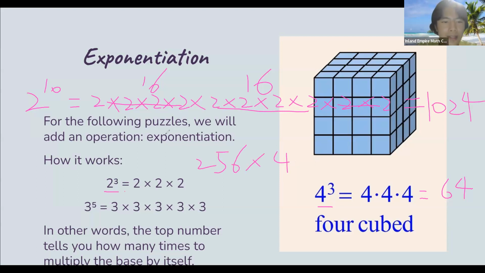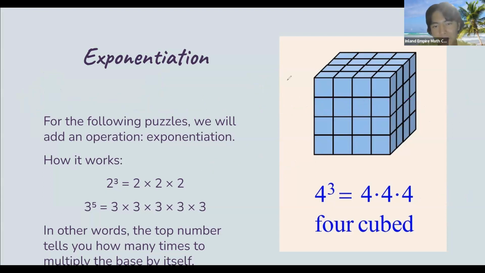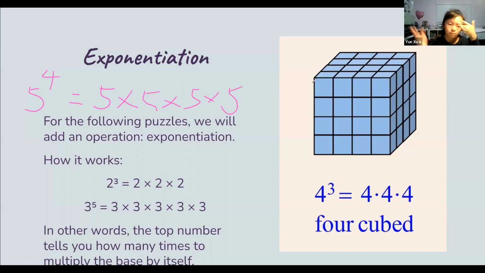So as you can see, with exponentiation, the bottom is the base and the top is the exponent. What you're doing is multiplying the base by itself, and the number of times you multiply is told to you by the top, right? Here's another example: if you have something like 5 to the fourth, that would be 5 times 5 times 5 times 5, which is 625. Does that make sense?